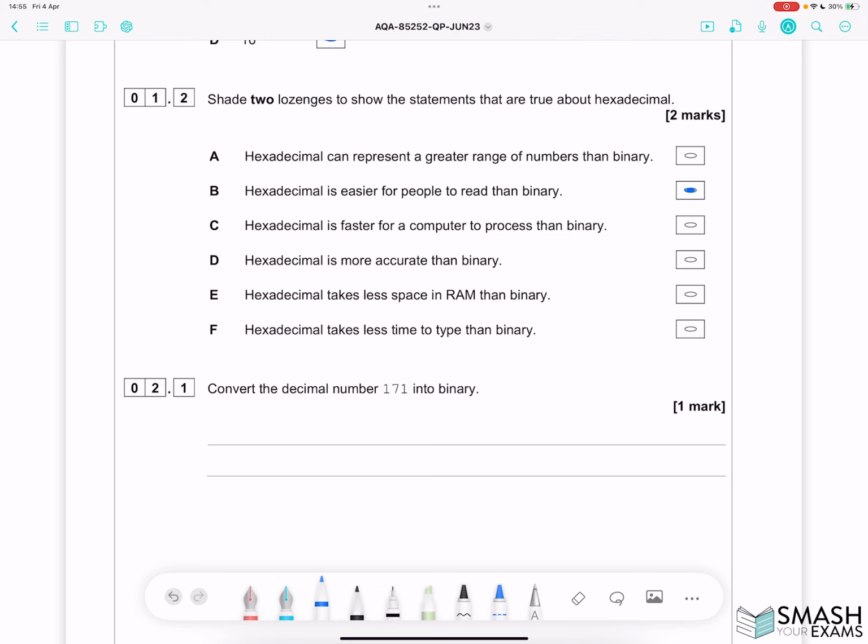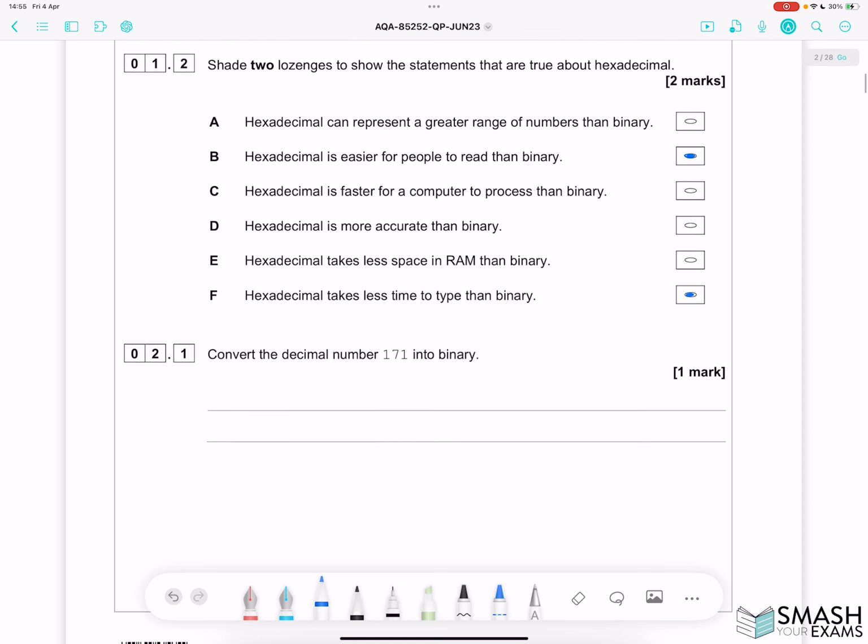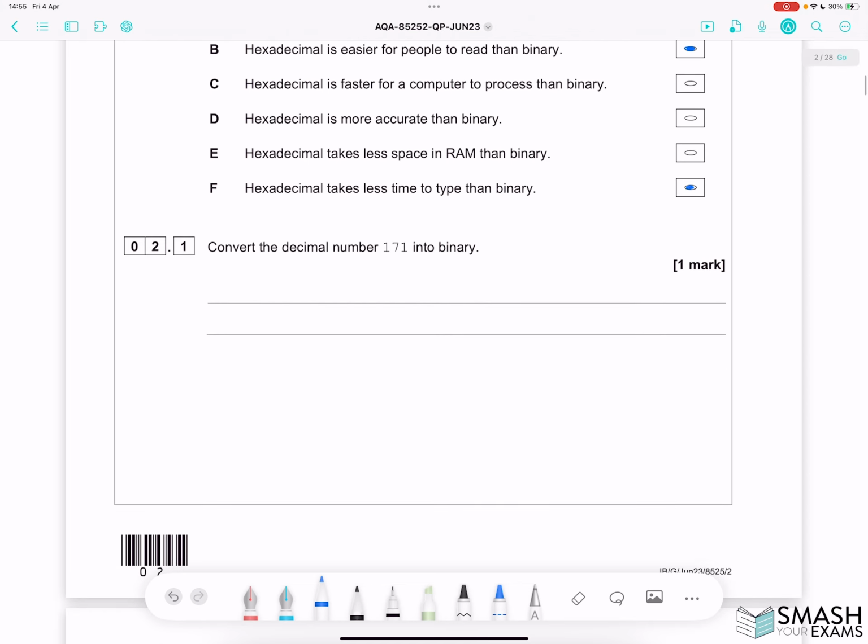Hexadecimal is more accurate than binary. Again, no, that is not the case. Hexadecimal takes less space in RAM than binary. No, that would not be the case either. Hexadecimal takes less time to type than binary. Well, it does, because back to our previous reasoning, we just said that it's 2 digits. So it definitely takes less time for a human to type in.